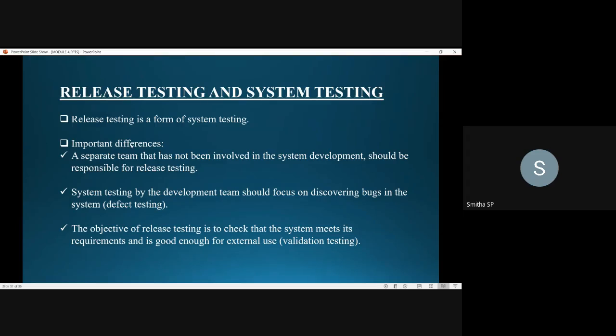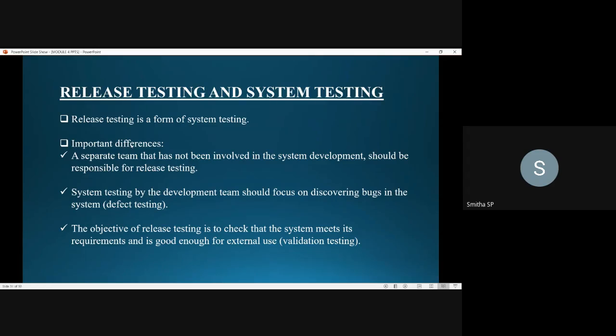Coming to release testing, a separate team performs it, and those team members should not be involved in the system development. Whereas system testing is performed by the development team. System testing focuses on discovering the bugs in the system, so it is a defect testing. System testing is also called defect testing because it focuses mainly on discovering the bugs in the system.